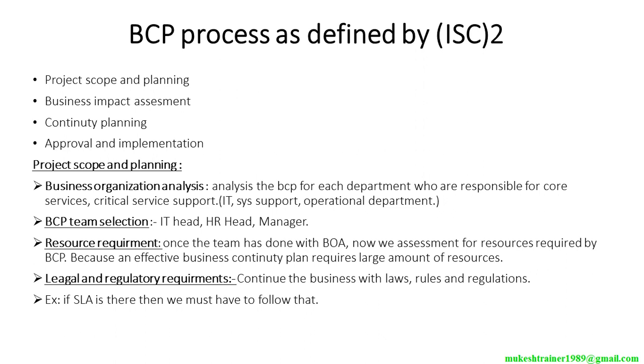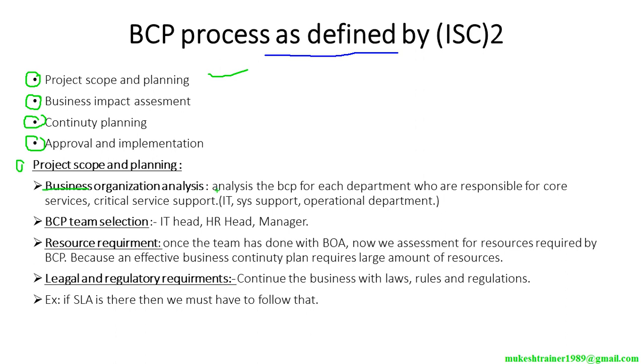The business continuity process as identified by CISSP is: number one, project scope and planning; business impact assessment; continuity planning; and approval and implementation. So these are basically divided into four categories. Let's talk about the first one, project scope and planning.